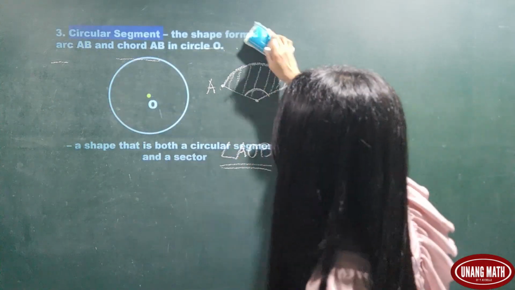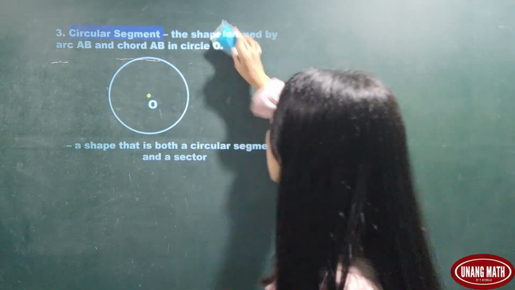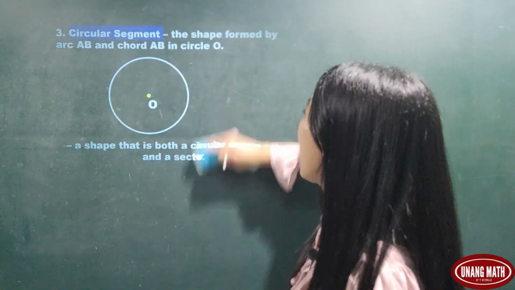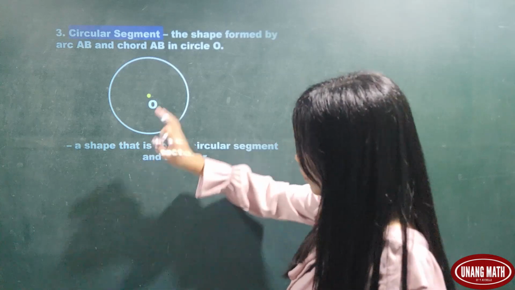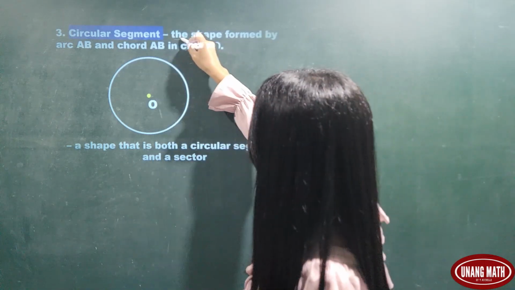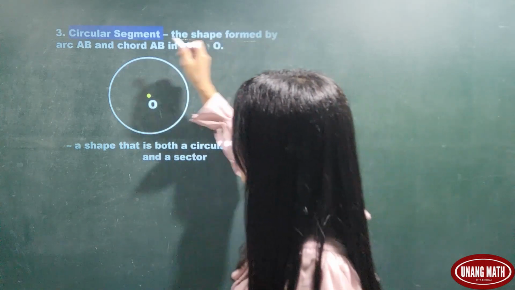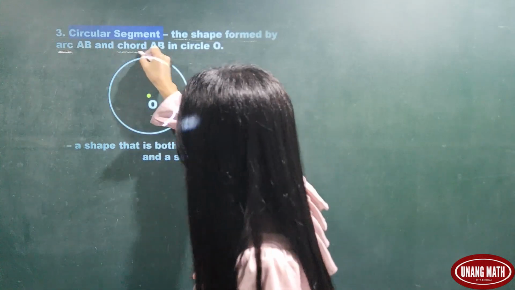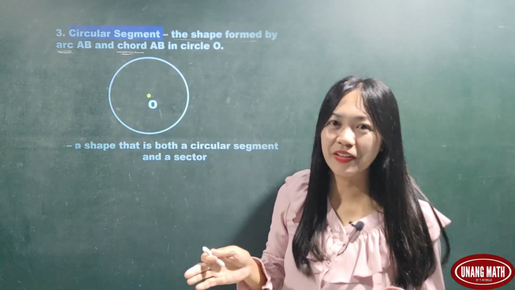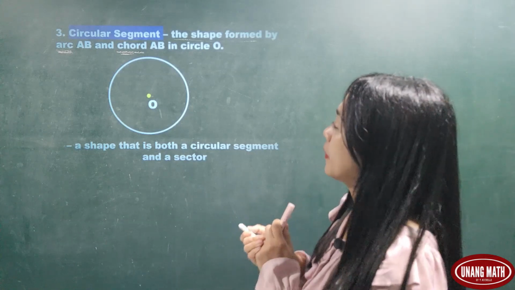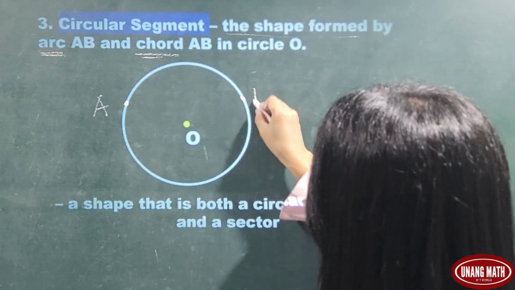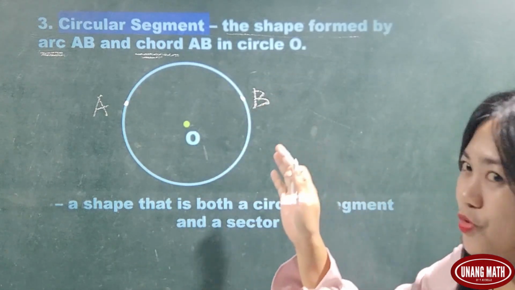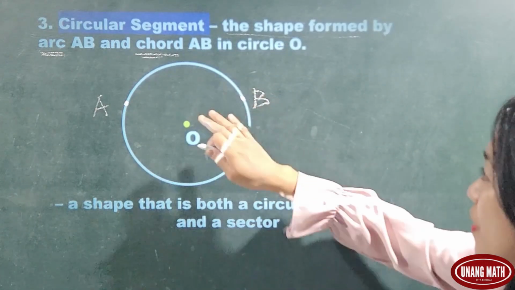Moving on, let's go to the third concept that you have to understand, and this is what we call the circular segment. When we say circular segment, this is the shape formed by an arc and a chord in a circle. Let's give an example. Let's say this is point A, this is point B. Let's draw the circular segment in this circle.